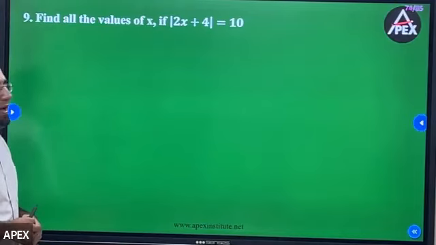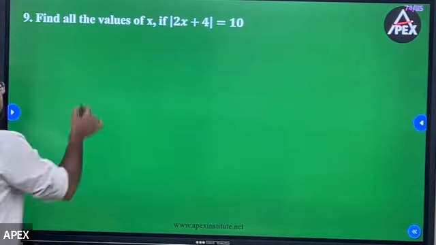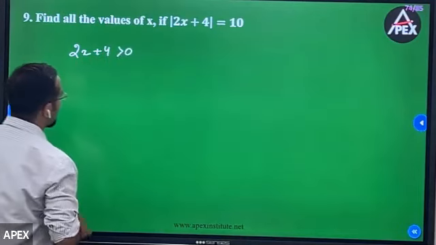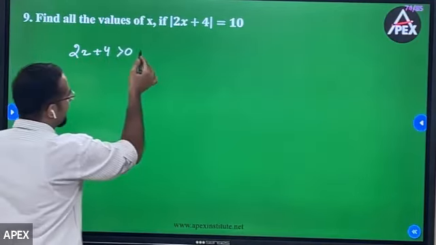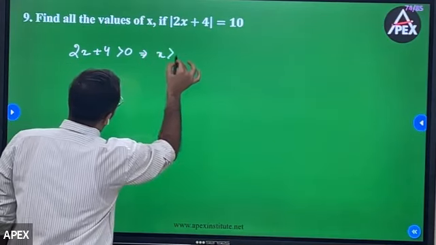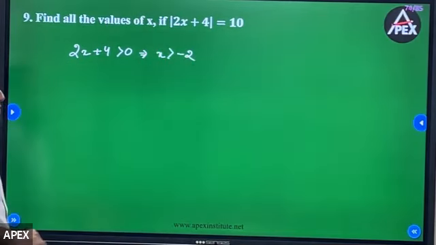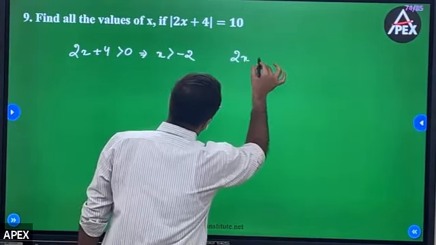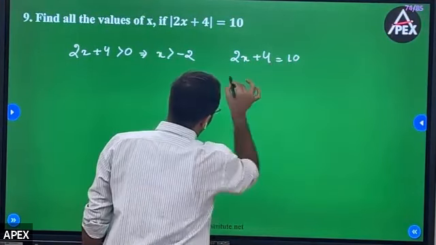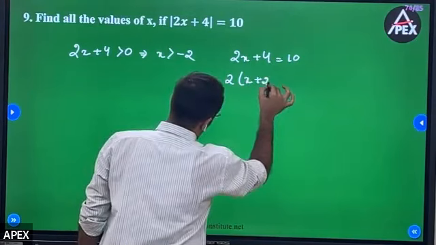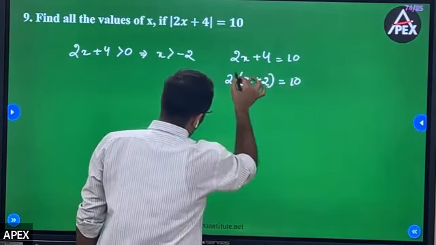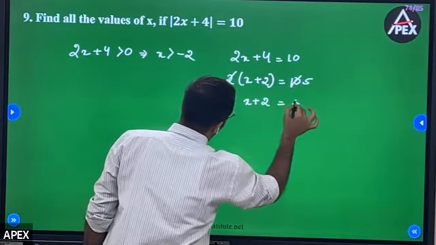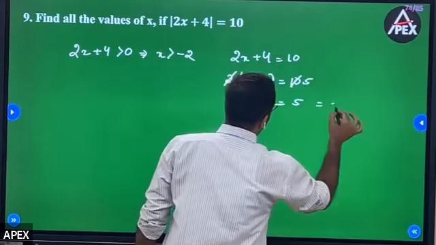Let's go mathematically first, and then I'll explain to you what is the shortcut of this. So the mathematical point is, first steps first, 2x plus 4 is greater than 0. So what do I get? I get 2x is greater than minus 4, or I get x is greater than minus 2. Clear? If x is greater than minus 2, then observe the way it is behaving. You have 2x plus 4 is equal to 10. Observe, I take a 2 common, this becomes x plus 2 is equal to 5. Or in short, you get x is equal to 3.